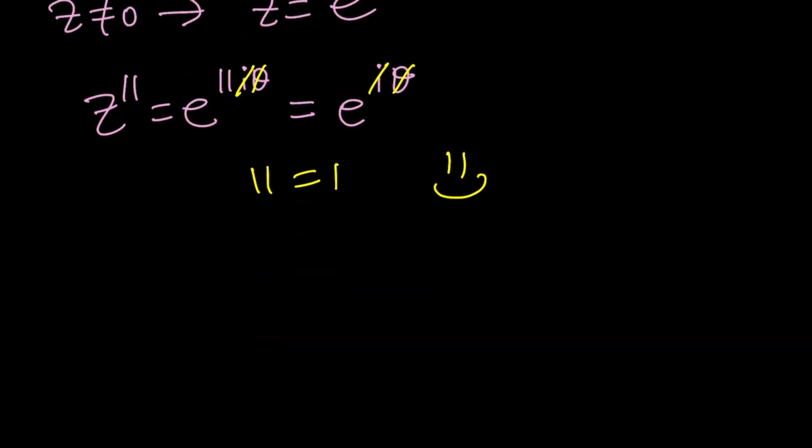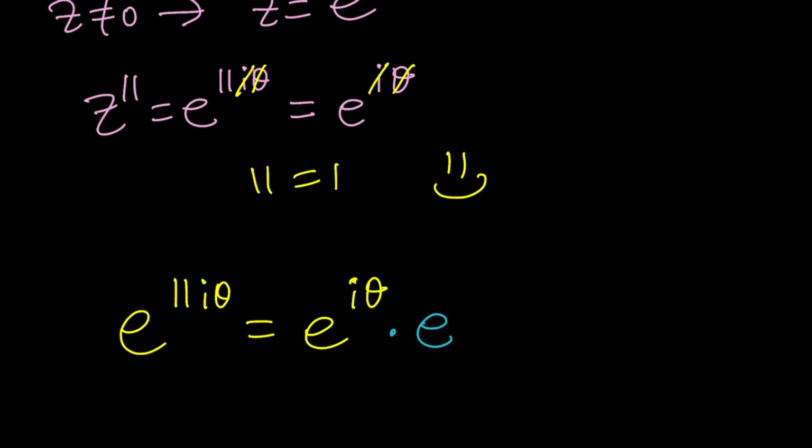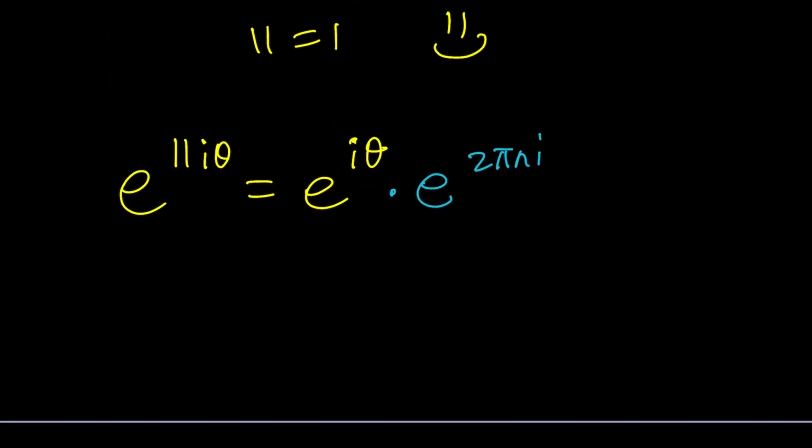You know why? Because when you wrote e to the 11 i theta equals e to the i theta, that was actually correct. But you should not forget to multiply by 1. Wait a minute. By 1? Well, this is 1. e to the power 2 pi n i, right? This is the complex version of 1, or complexified version. So now, this is good because we basically are taking the periods into consideration, right?